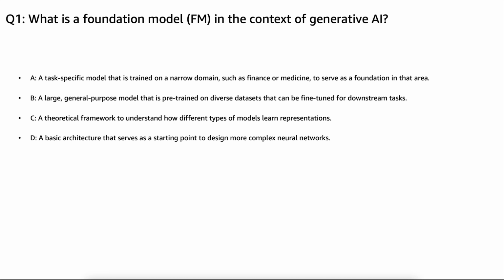Option C, a theoretical framework to understand how different types of models learn representations. Option D, a basic architecture that serves as a starting point to design more complex neural networks. Take your time to analyze each option carefully. Okay, consider what you know about foundation models and their characteristics. Remember, you have 30 seconds to make your selection before we proceed to the explanation.